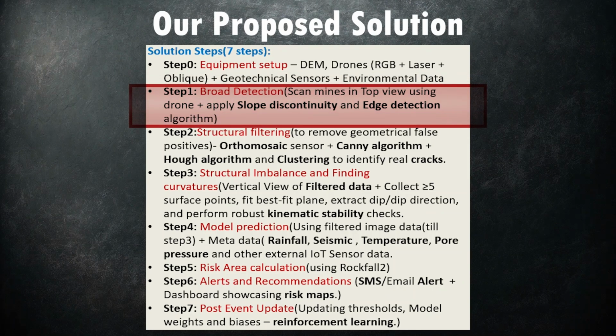In step 1, broad detection, we use image processing algorithms on the MISR generated image. First one is the slope discontinuity algorithm. This helps us to find areas where the slope of the rock suddenly changes, which are more likely to have rock falls. And the second one is the edge detection algorithm. This outlines cracks and boundaries in the rocks, helping us to see where the rock surfaces are breaking or unstable.